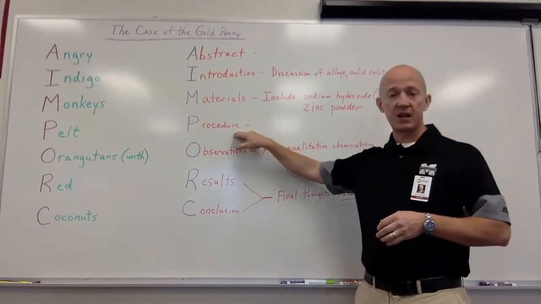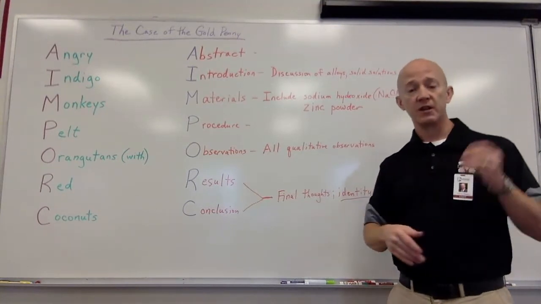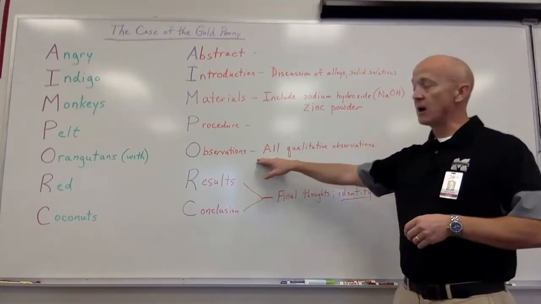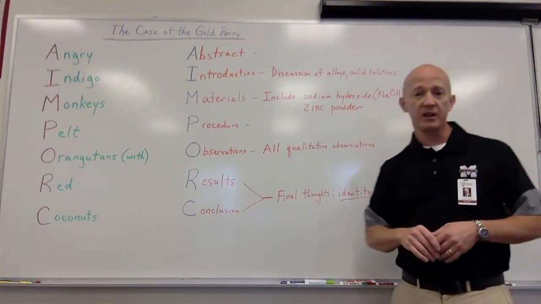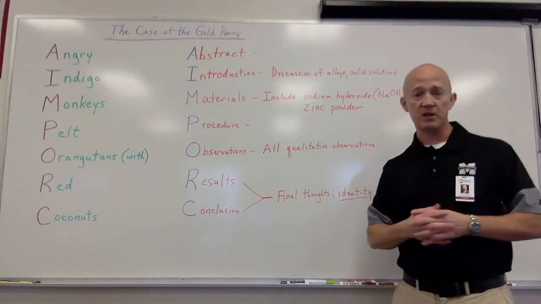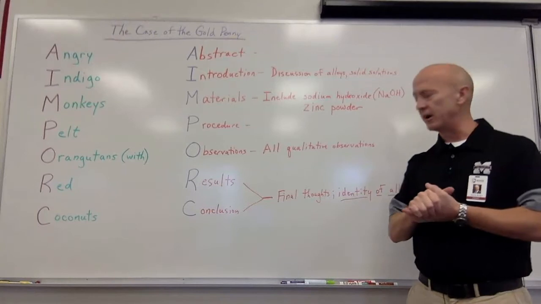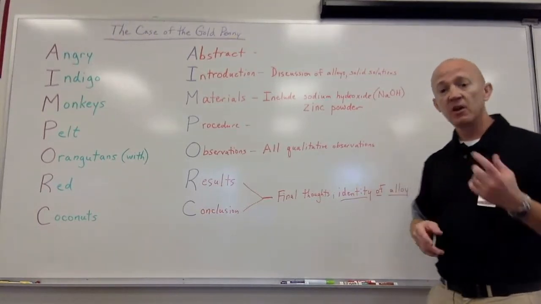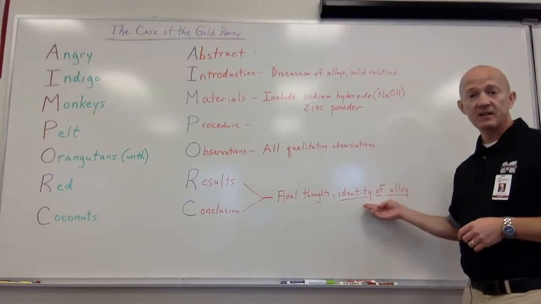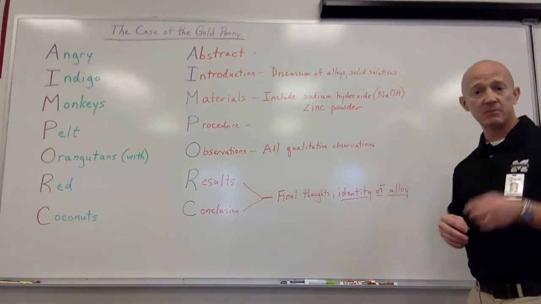Your procedure, again, should be in paragraph form, step by step of what you see involved in the process we do today. Your observations will be all qualitative observations today. There's not really any kind of measurements that we make in this process. Your results and conclusion will just compress together into one section. This will include any final thoughts you may have about the experiment and the identity of the alloy in question surrounding that penny. That's up to you.